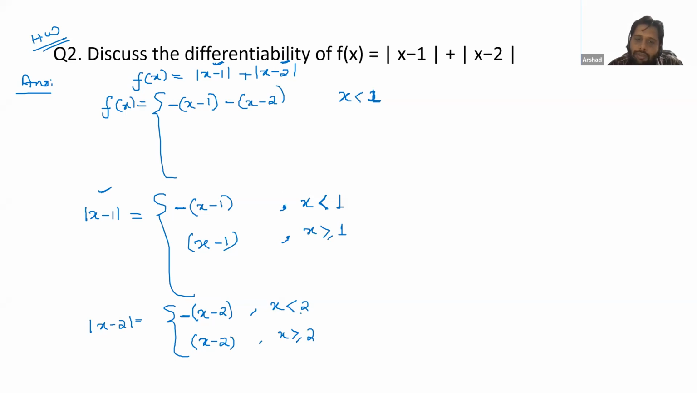Why is it negative? Please check here. When your value is less than 2, we will use a negative. If the value is less than 1, then definitely it will be less than 2. That's why we will write negative here.